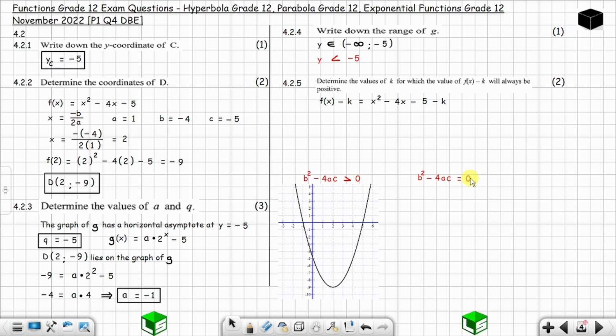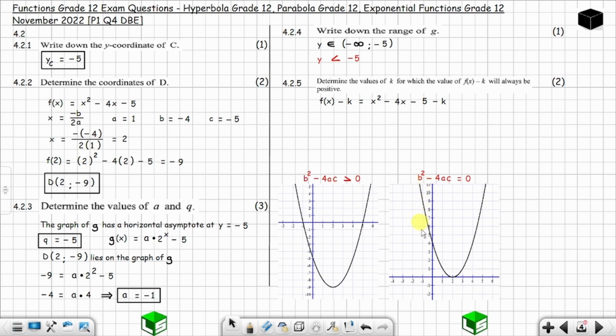When you have the discriminant equal to zero, you are going to have a parabola touching the x-axis only at one point. For example, this one. You can see this parabola is touching the x-axis only at one point. So it can be like this, concave up or concave down, as long as it's touching the x-axis at one point. So this can only happen when the discriminant is equal to zero.